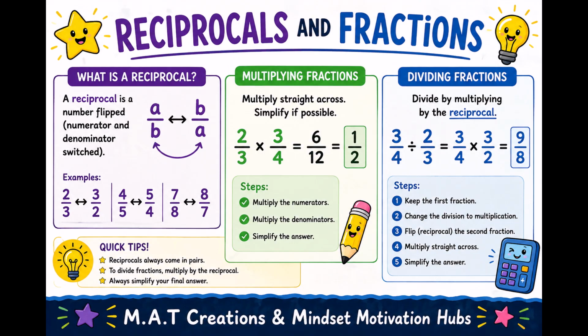To divide fractions, we use the reciprocal of the second fraction. Let's look at the example: 3/4 divided by 2/3. Step 1, keep the first fraction, 3/4. Step 2, change the division sign into a multiplication sign. Step 3, flip the second fraction.